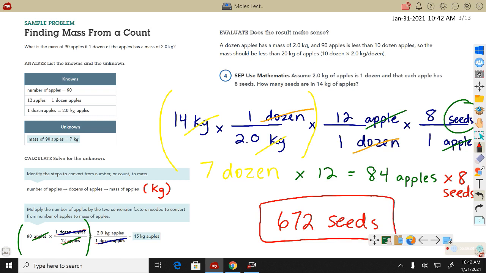Maybe you can talk through that in your head. And if that's the case, fantastic. However, when it comes to a summative assessment, you've got to show your work. We have to understand your thought process, what was going on in your head. So if that's what you did in your head, 7 dozen times 12 apples per dozen, that's 84 apples. It's 8 seeds per apple. There you go, 672 seeds. You have to write that all down so that we know you didn't just pull this out of your left nostril.